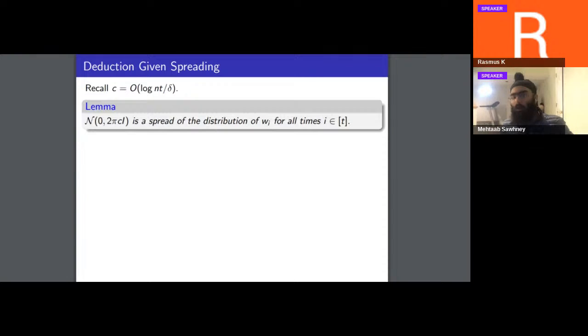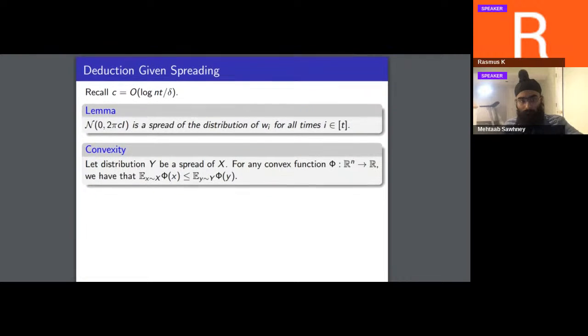And recall that we have this constant, which is O of log NT over delta. And the key lemma is basically that for every time step, there's a corresponding Gaussian which spreads your random variable. It's 2 pi times C I. So this is some rotationally invariant Gaussian whose covariance matrix is this, with eigenvalues 2 pi times c. And you're going to say that this random variable is a spread of wi at all time steps.